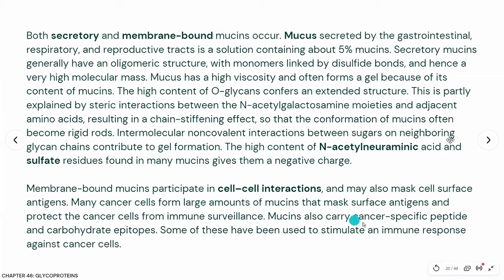Mucins also carry cancer-specific peptide and carbohydrate epitopes. Some of these have been used to stimulate an immune response against cancer cells. So once you remove that mucin, then the epitopes can be used to stimulate your immune system to produce more antibodies.